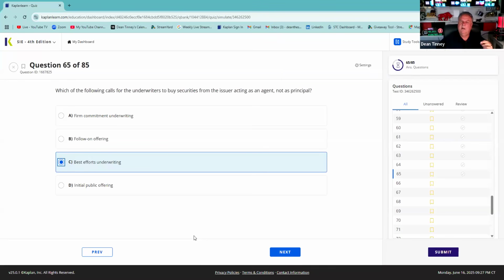Now, you're not going to get a lot of questions on banking capital markets, but you will get a couple. An IPO could be either. The IPO could be a firm commitment or it could be a best efforts. Just depends.